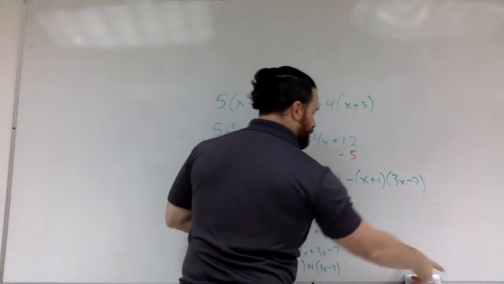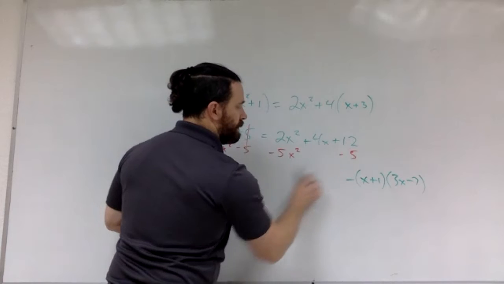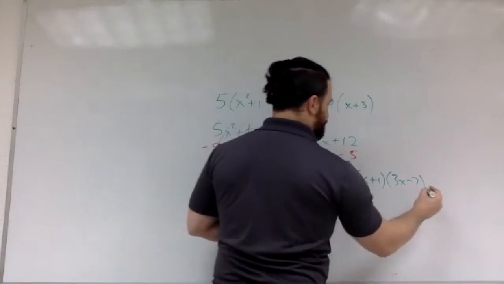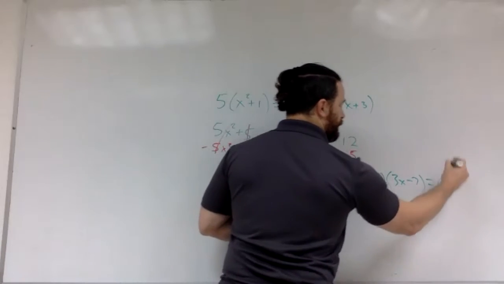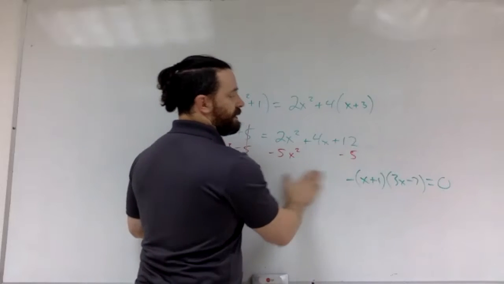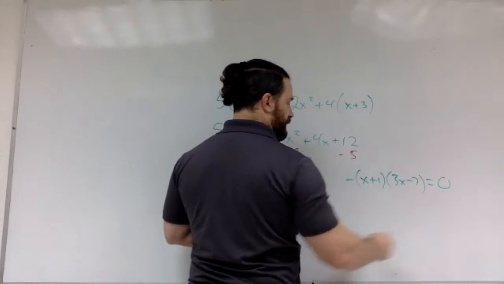I'm going to erase some of this other stuff here. Let's erase this now. And this is equal to 0. You could put equals 0 on the other side if you want. It's the exact same thing. It doesn't make a difference. And so now I just set these equal to 0 and solve.